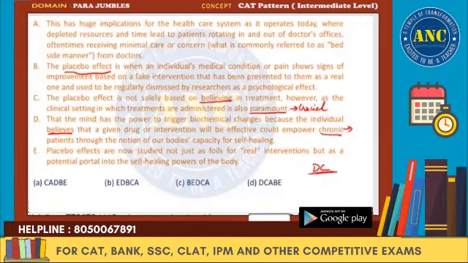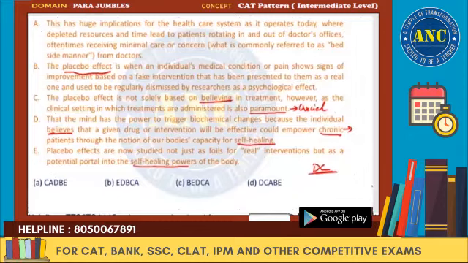This has huge implications. Now, let's look at E. What is E saying? Placebo effects are now studied not just as foils for real interventions, but as a potential portal into the self-healing powers of the body. Here you have self-healing, and here also you have self-healing, right? And then you have A, which is saying, what is A saying?